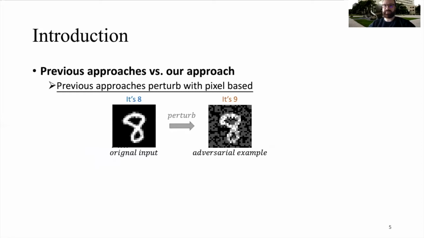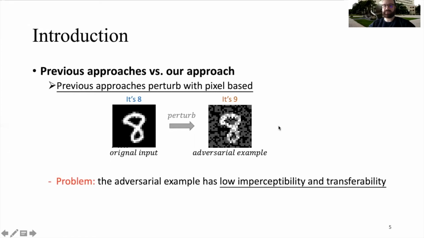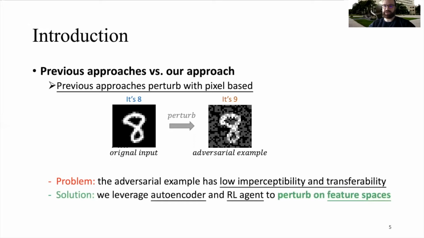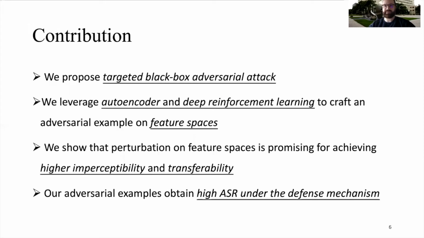In the previous approaches, they try to perturb the pixels directly, so they take the original image and add some white noise to create an adversarial example. However, this line of work can only achieve a very low imperceptibility and transferability. We will discuss these issues at the end of this talk. In our solution, we use an autoencoder and a reinforcement learning agent, and we want to perturb a feature space rather than the pixel space.